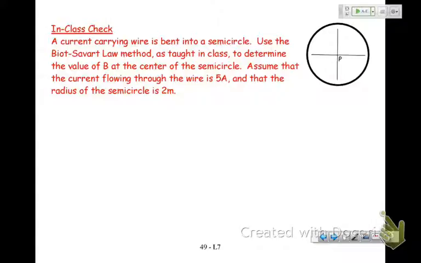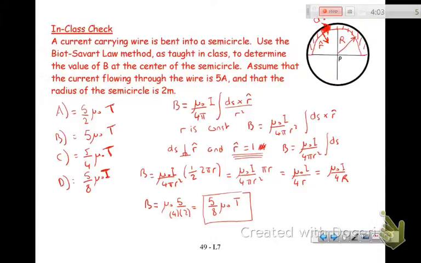This says a current carrying wire is bent into a semicircle. Use the Biot-Savart method as taught in class to determine the value of B at the center of the semicircle. Assume that the current flowing through the wire is 5 amps and that the radius of the semicircle is 2 meters. Can you do that for me, please? Let's put this on pause.